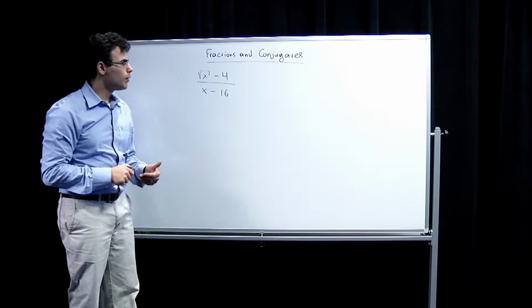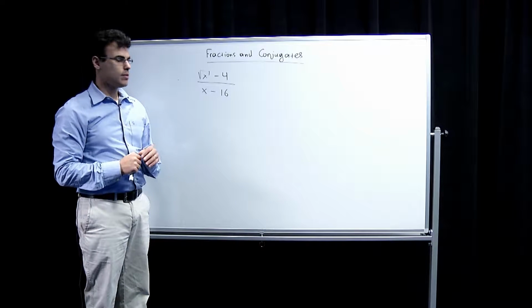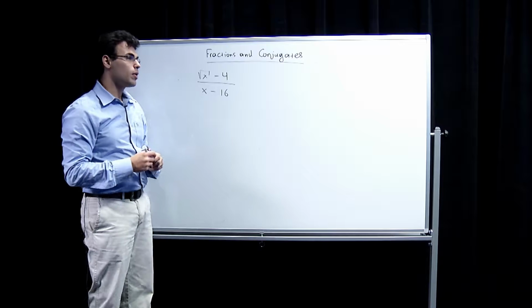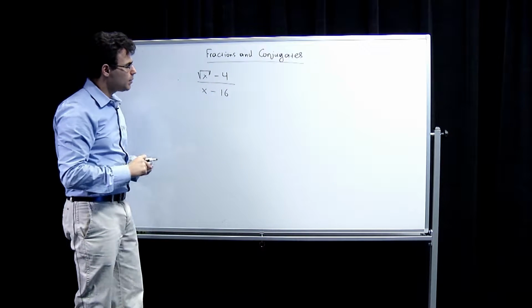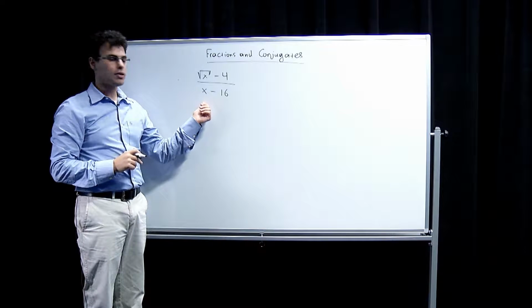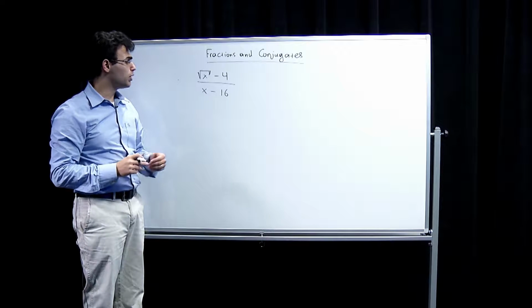Now the next example is not exactly a rational function, but it kind of seems like one. As you can see, the denominator is a polynomial, the numerator is not. It's the square root of x plus 4. So it's not really a polynomial. But sometimes fractions like this pop up in Calculus 1. The question is, how do we try to simplify this? How do we use the same techniques as we used before?